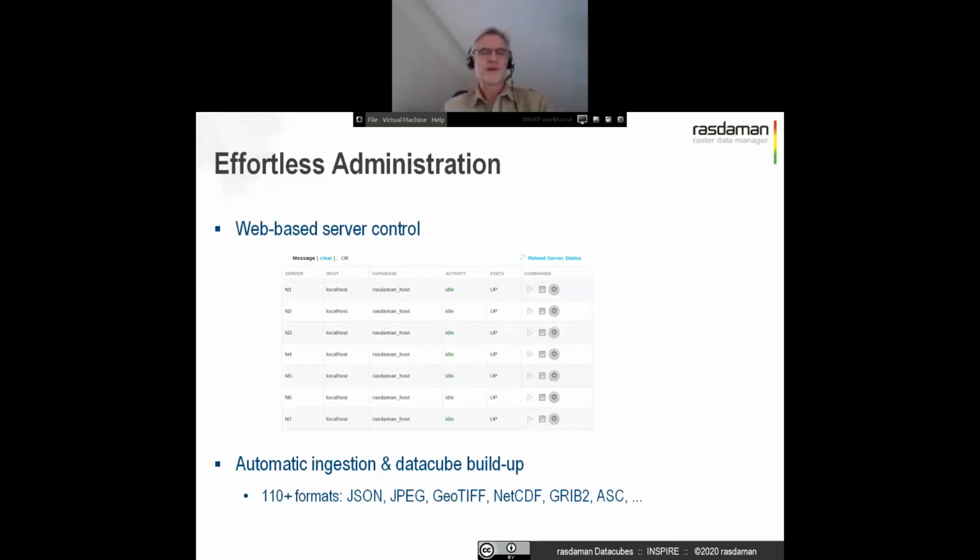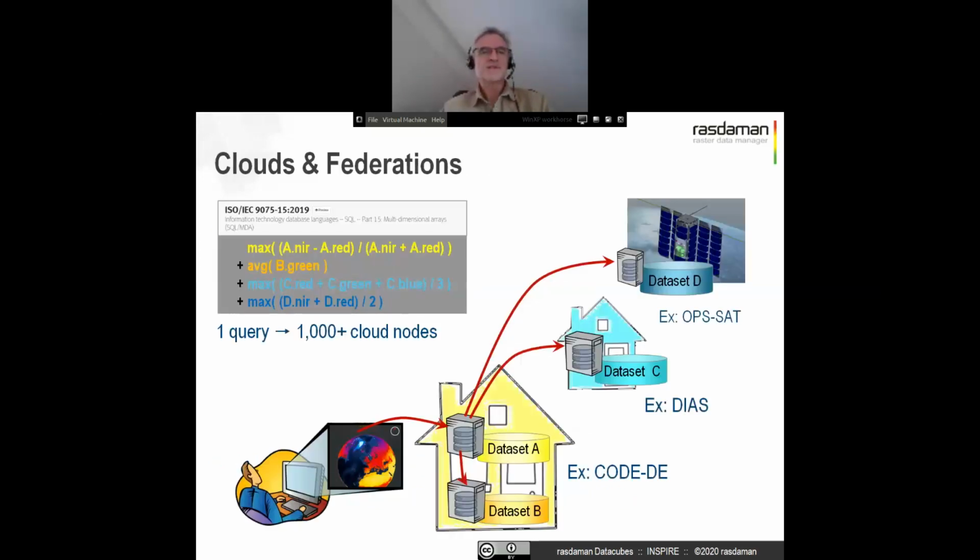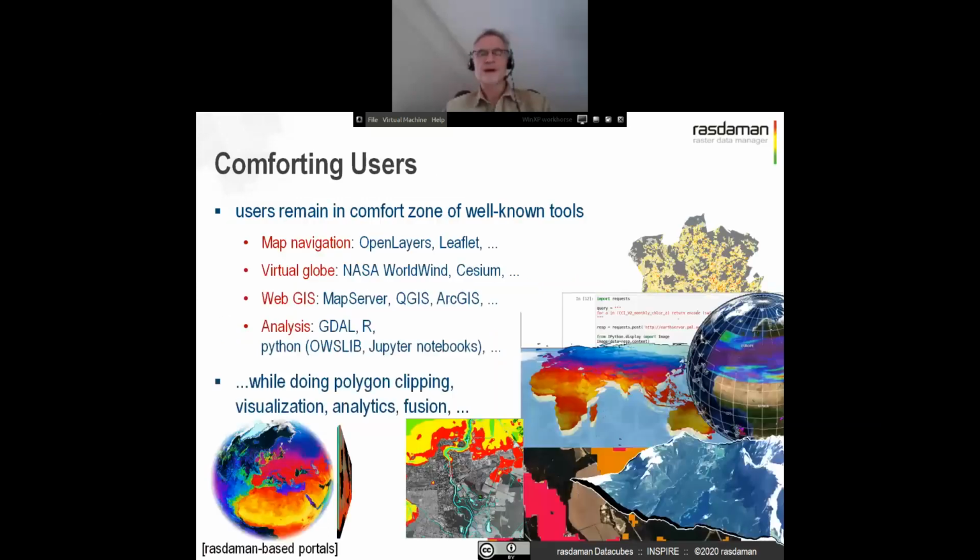Okay, for administration, web-based server control. Ingestion and data cube buildup is automatic and can use one of more than 110 formats, which obviously are available also for output. Parallelization and distributed processing we do by splitting queries and sending the subqueries to other data centers, and that allows us actually to do federation that is fully location transparent.